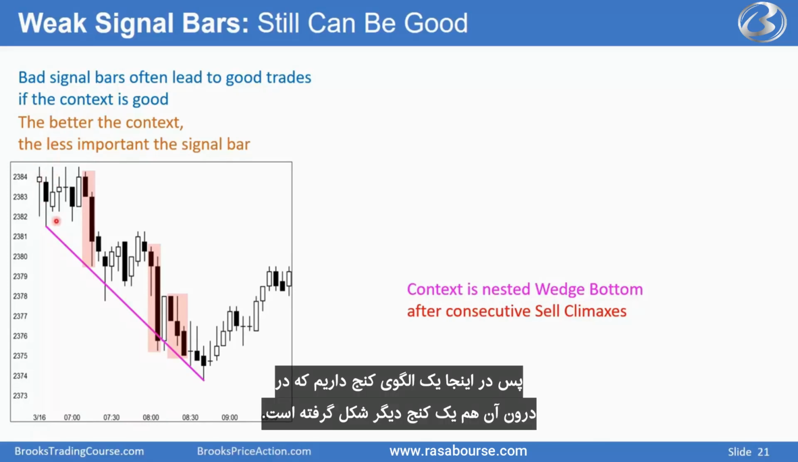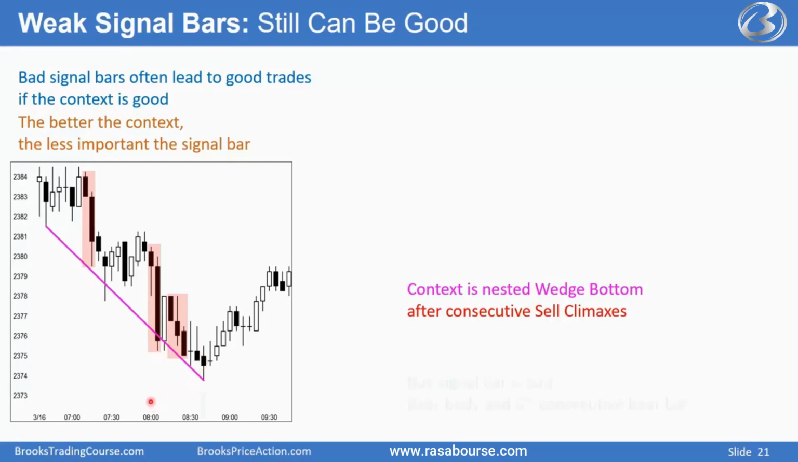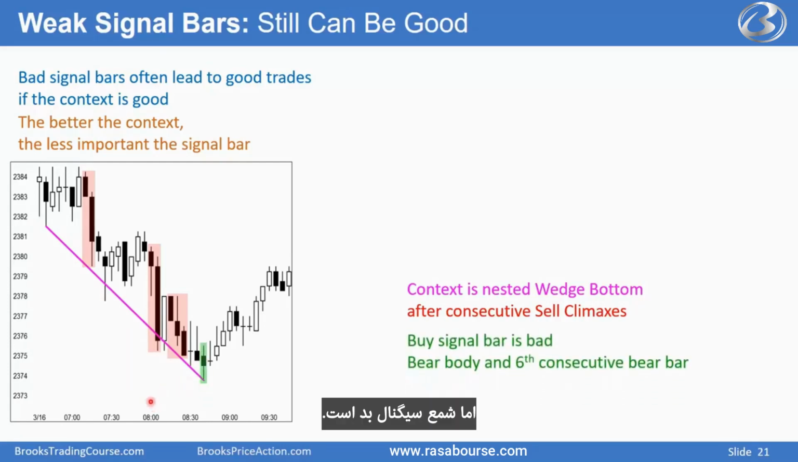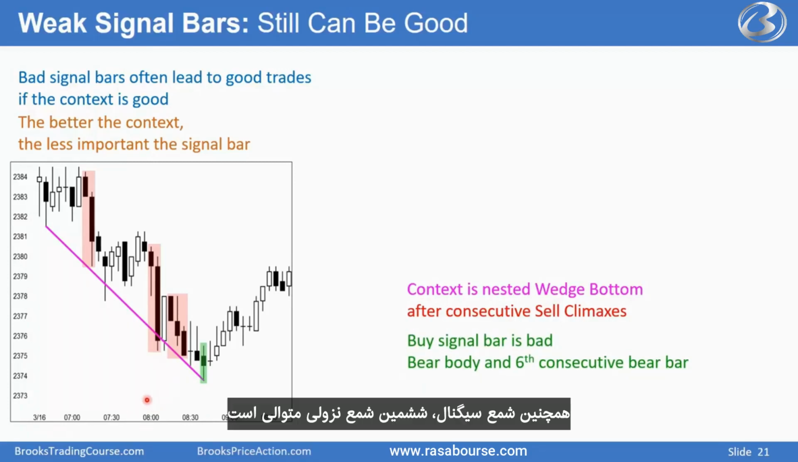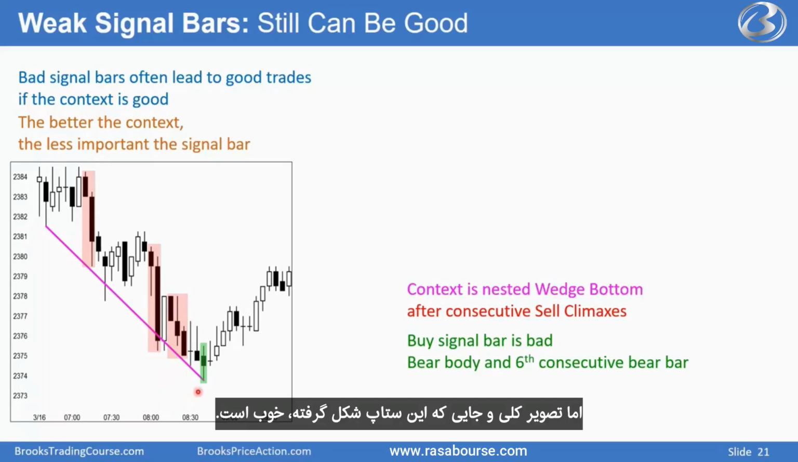Nested wedge bottom, trying to reverse up from the third push. 1, 2, 3, third push. 1, 2, or 2, and then 3. Context is very good for buy here. But the signal bar is bad. It's also the 6th consecutive bar down. 5 of the bars had bear bodies. Not a great setup for the bulls, but the big picture is good.